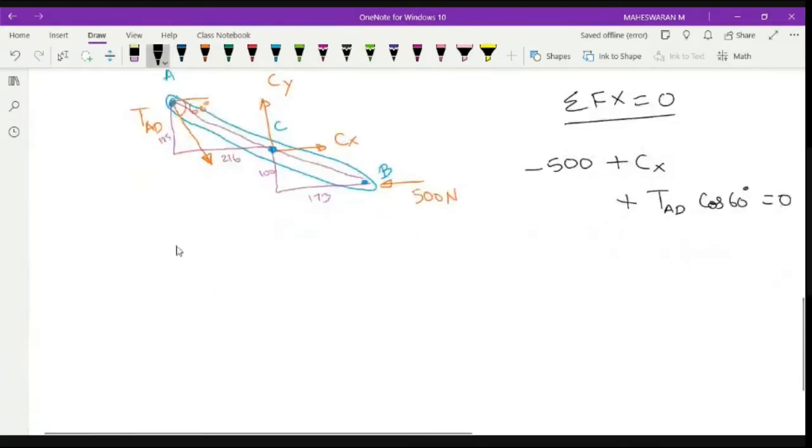So I can write this as an equation. What is my equation? So Cx, plus TAD cos 60. Cos 60 is 0.5, so Cx plus 0.5 TAD is equal to 500. This is my first equation.